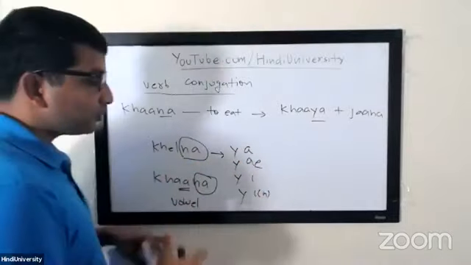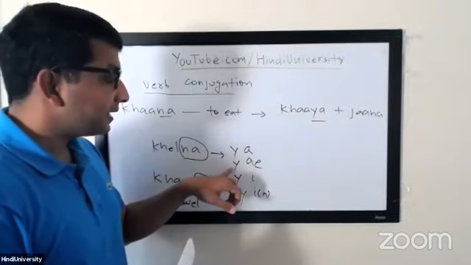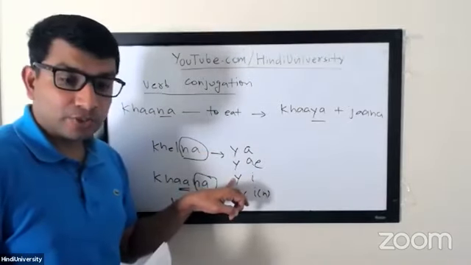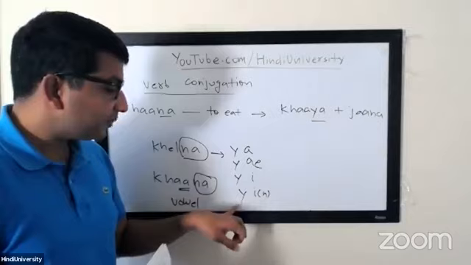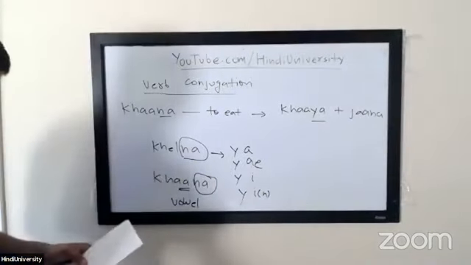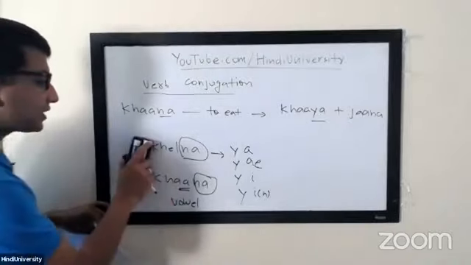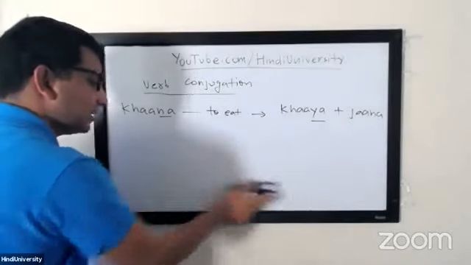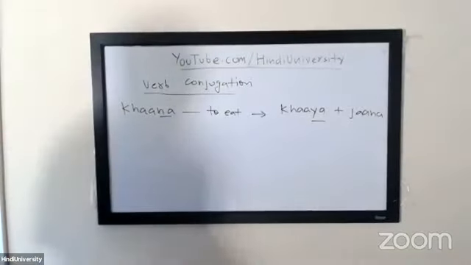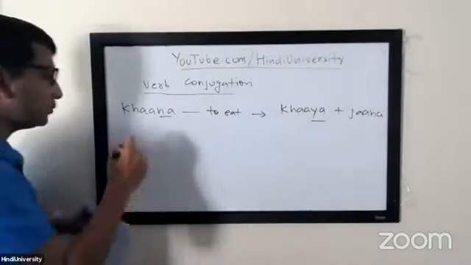If it is masculine plural, it would be khaye, and then again jate. If it is feminine singular, it's khai. If it is feminine plural, it's khai. Okay, that's the rule here. Now let's look at some more examples, and once this is clear, the passive construction is straightforward after that.